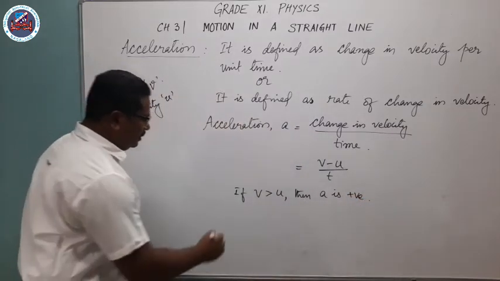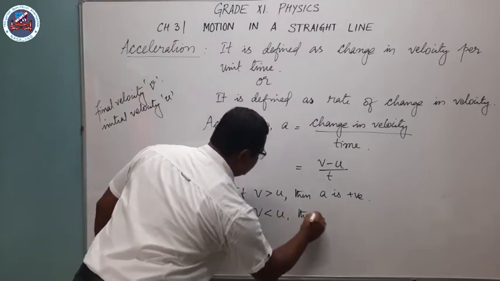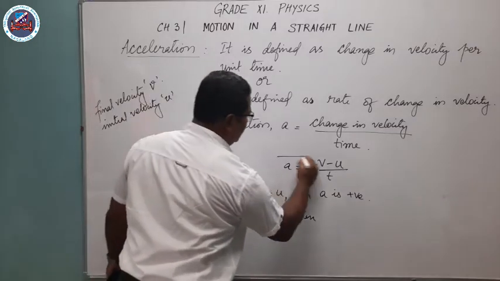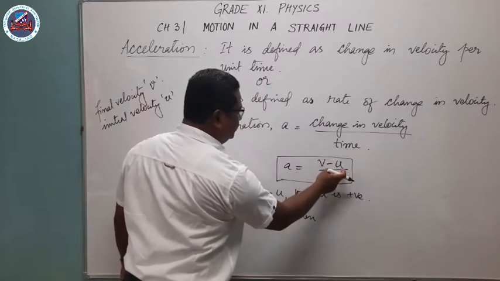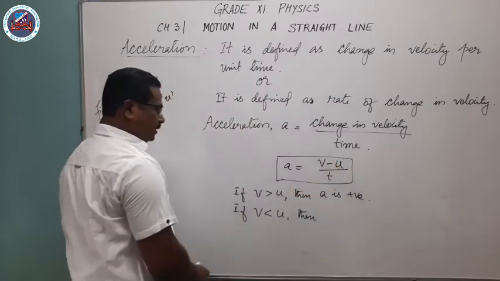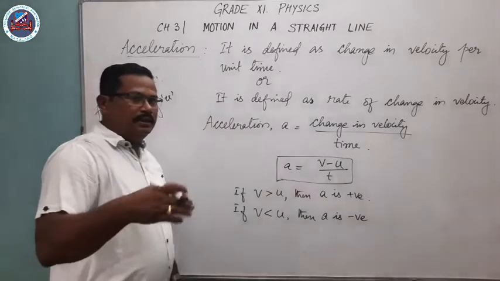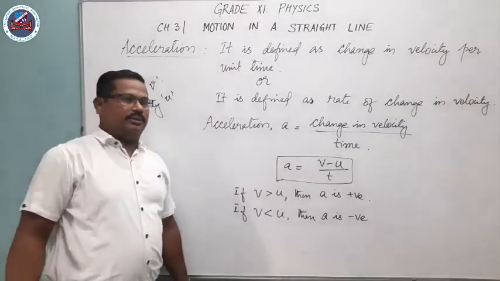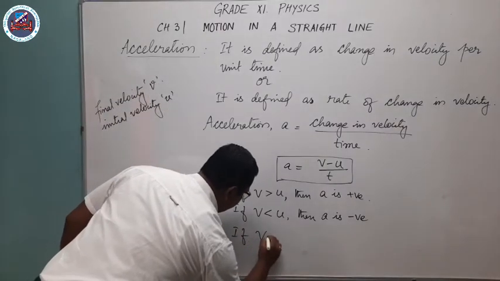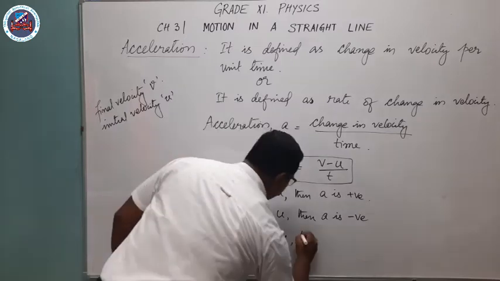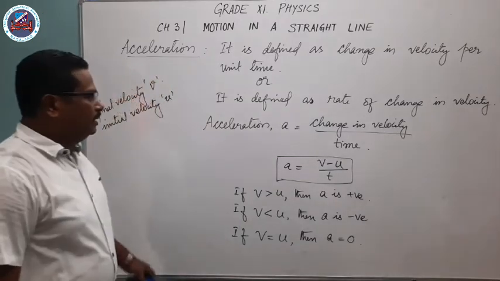And if the final velocity is less than the initial velocity, then the value of A will become negative. If V is less and U is more, like 3 minus 5, it will be minus 2. Then the answer will come out as negative. Then acceleration is called negative acceleration. That means the driver is decreasing the velocity with respect to time. And sometimes acceleration can even be 0. If V and U both are equal, then there will be no acceleration. Acceleration will become equal to 0, neither positive nor negative.